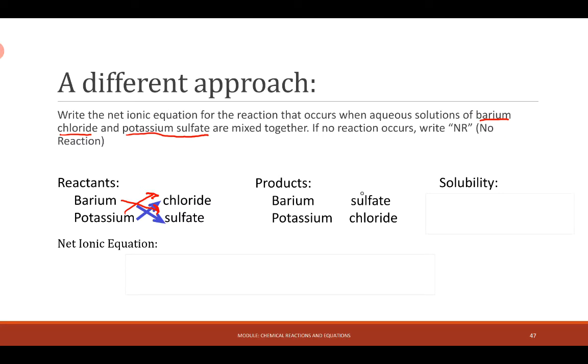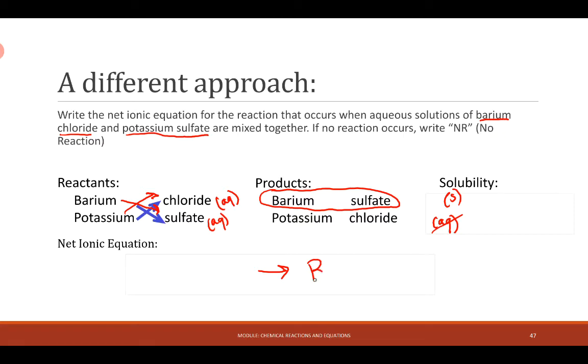So barium with sulfate, let's see if that's soluble or not. According to my solubility rules, sulfates with barium are insoluble, and so that's going to be a solid. Next, I know that potassium and chloride, let's see, chlorides are soluble, and so that one's going to be aqueous. Since these starting ones are aqueous, I know that this is not going to appear in the net ionic equation. The only things that are going to appear in the net ionic equation are barium and sulfate.